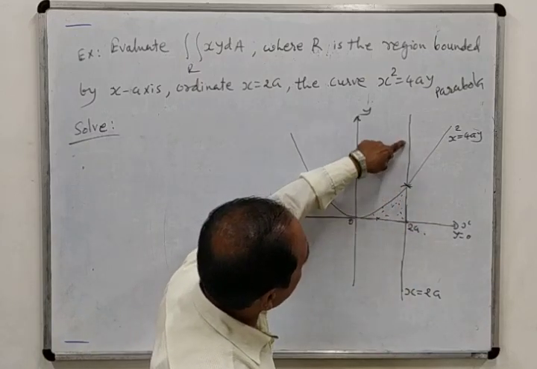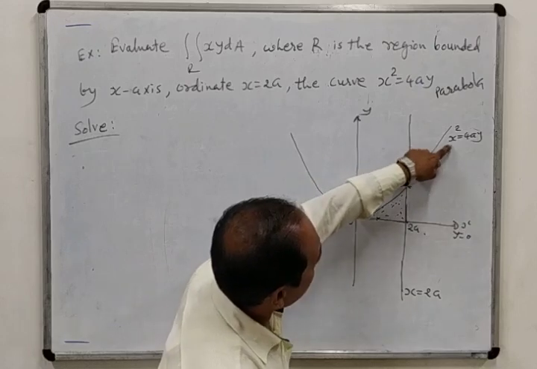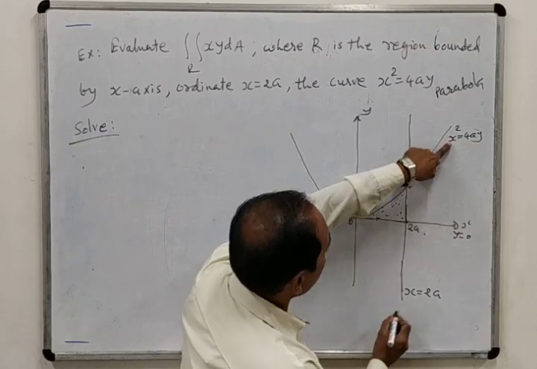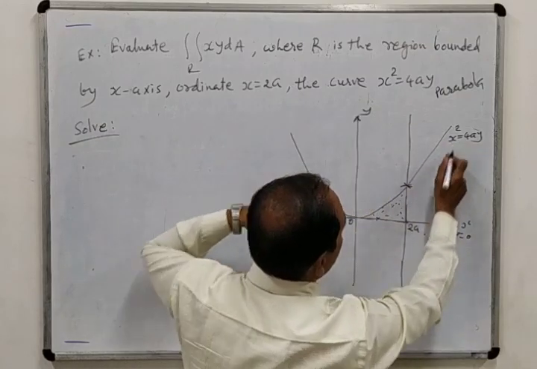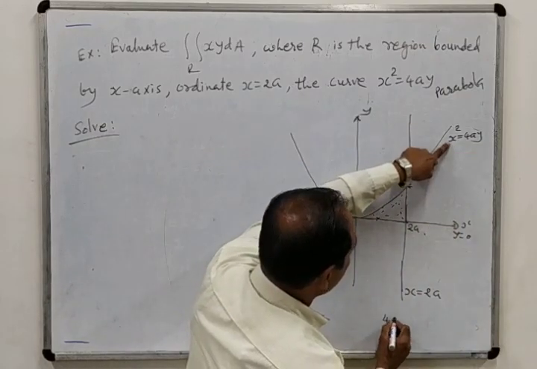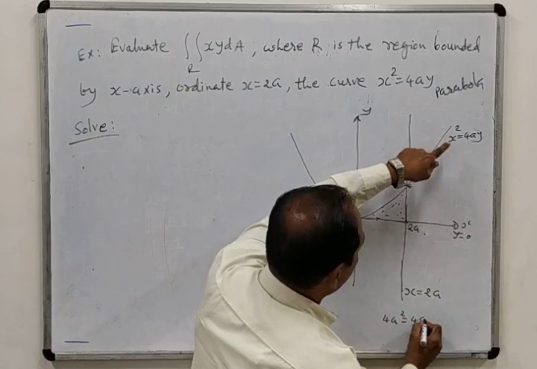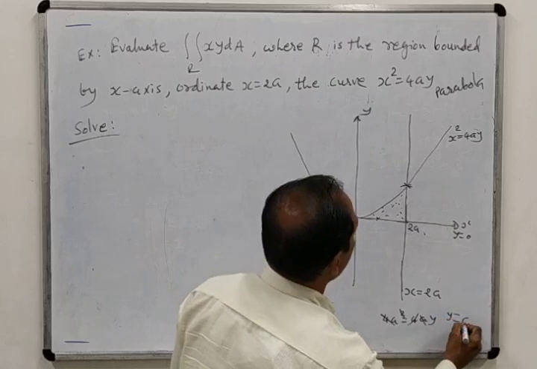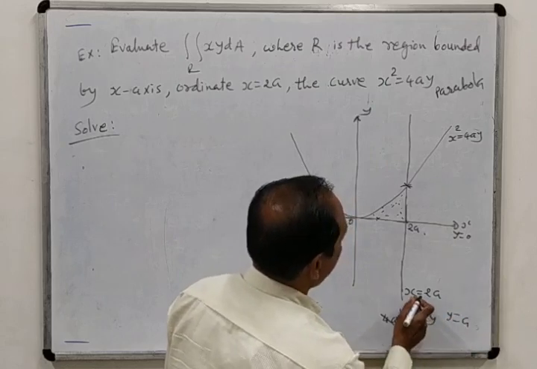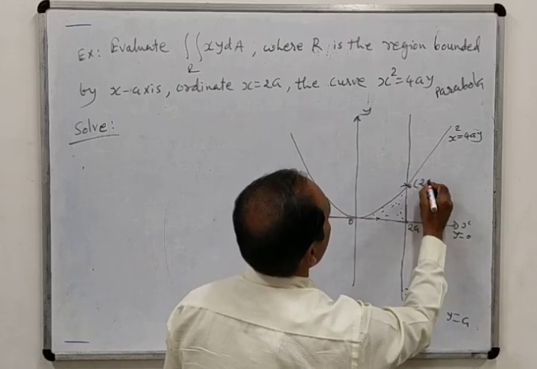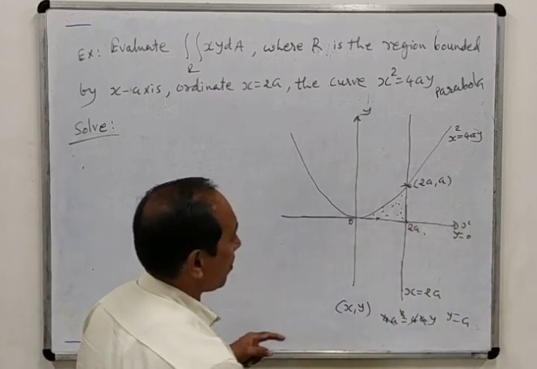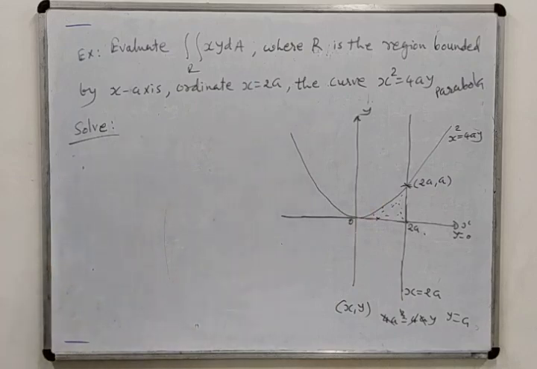This point is nothing but the intersection of these two curves: x square equal to 4ay and x equal to 2a. So if we put x equal to 2a in this equation, 2a squared means 4a square equal to 4ay. So 4 will be cancelled, a will be cancelled. So y equal to a and x equal to 2a. So this point is nothing but (2a, a), because normally we write down the point in the form of x comma y. So x is written first, then y.